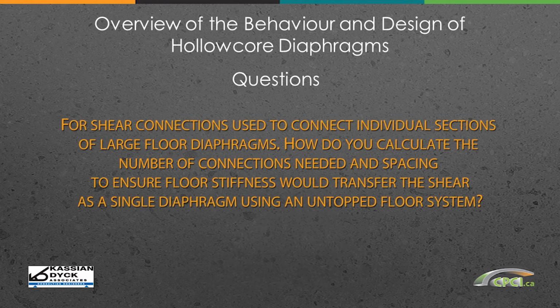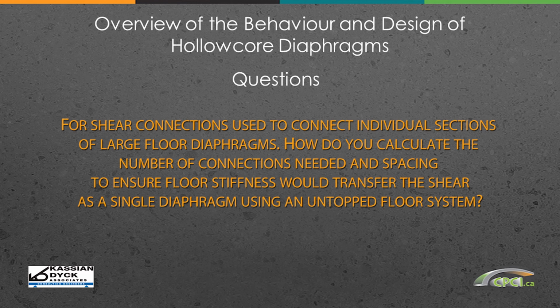For shear connections used to connect individual sections of large floor diaphragms, how do you calculate the number of connections needed and the spacing to ensure floor stiffness would transfer the shear as a single diaphragm using an untopped floor system? So again, I think I kind of showed the methodology there. Basically, you have to design for the force. Connections would have rated capacities that are engineered and be based on the spacing.